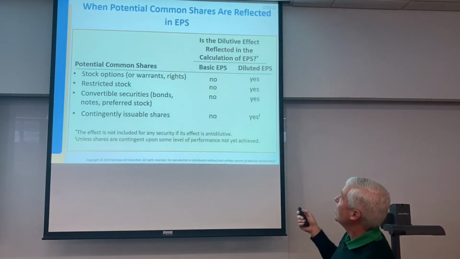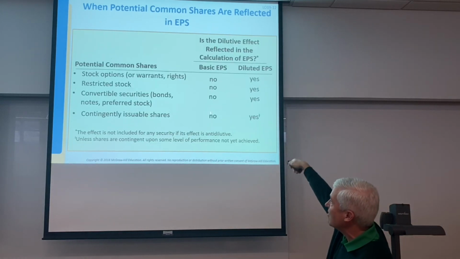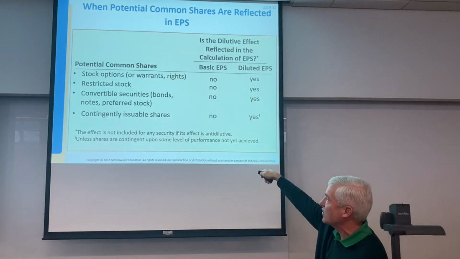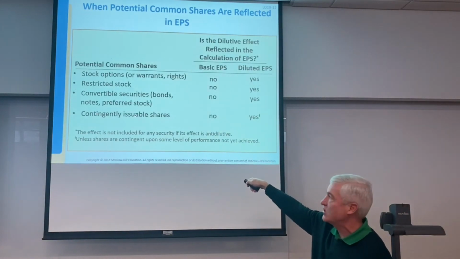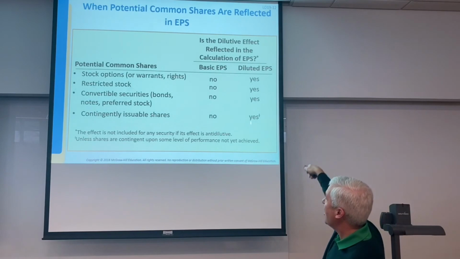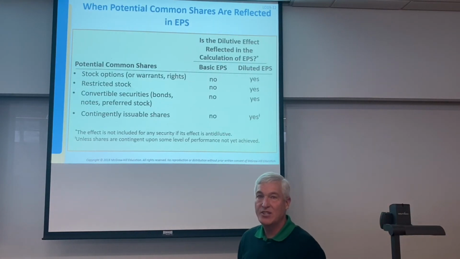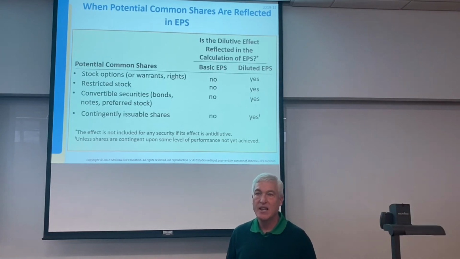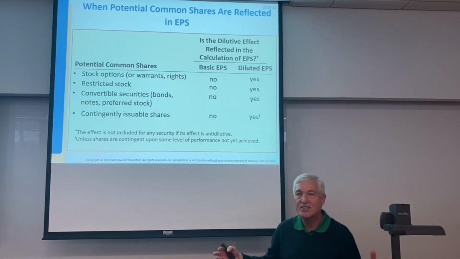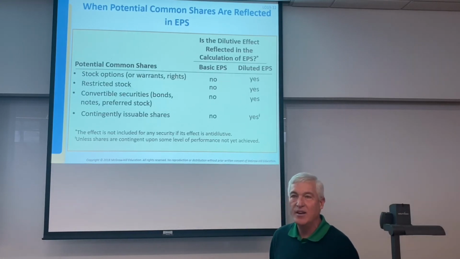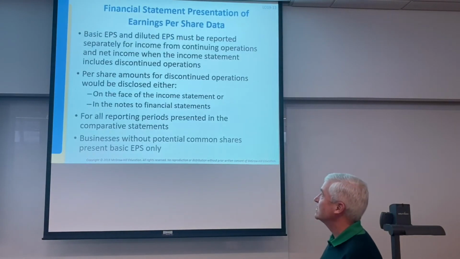So, is the dilutive effect reflected in calculated EPS? Look at all these: stock options, restricted stock, convertible securities, contingently issued shares. Not reflected in basic. We're not going to get into that. But they are included in diluted EPS. And so investors care about diluted EPS. They want to know all the shares that this company could issue if they were all converted immediately, and understand that that's the dilution.